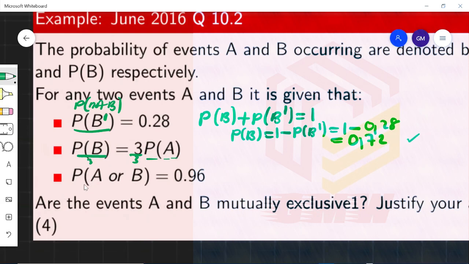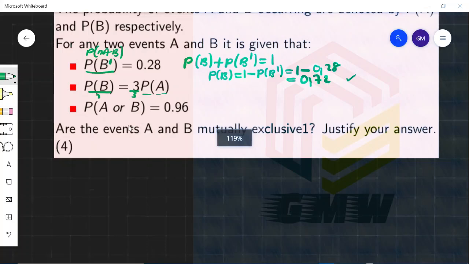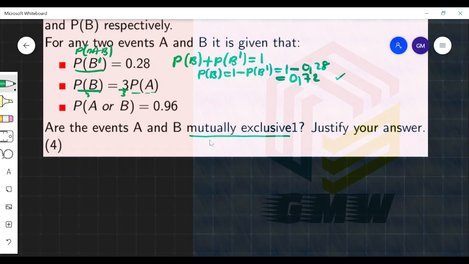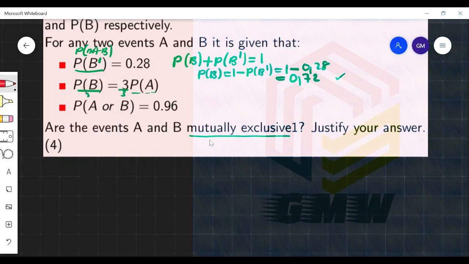Probability of A or B is equal to 0.96. All of this is data being given, but because you saw something you know, you must jot it down so that you'll be at peace. Now the question asks: are the events A and B mutually exclusive? When they ask you this, this is what you are checking: whether probability of A and B is equal to 0.